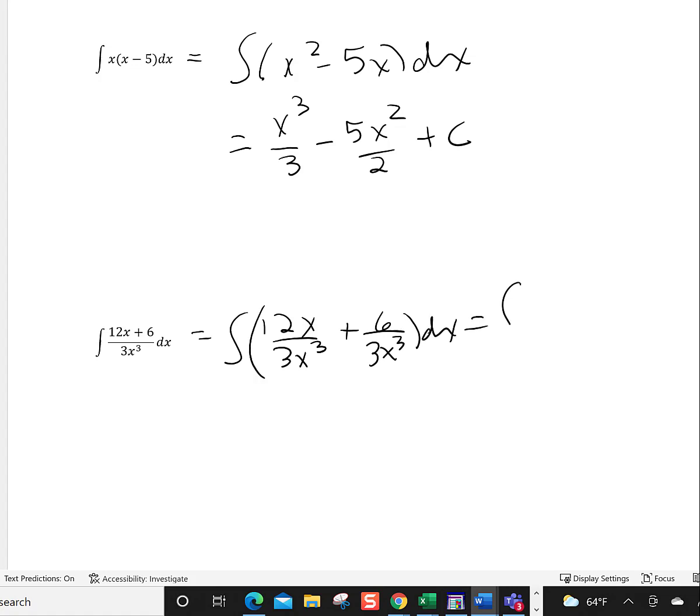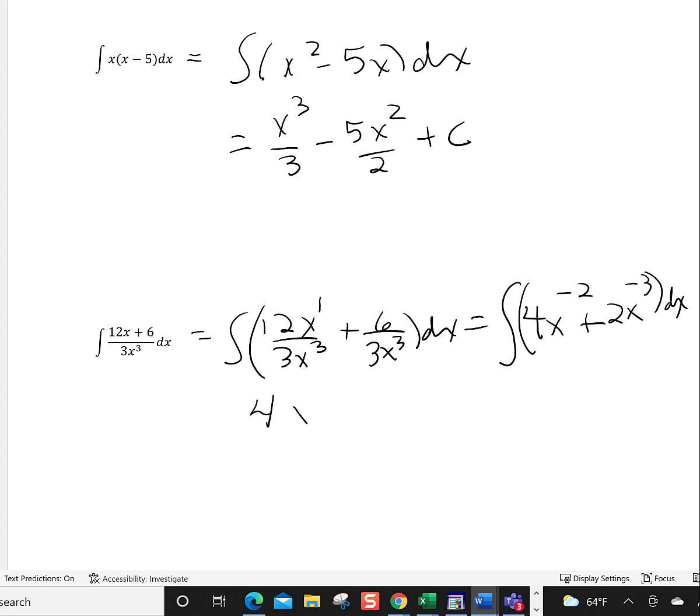All right, so simplify some more. 12 divided by 3 is 4. This is x to the power 1 over x cubed. When you divide, you subtract exponents, so I have x to the negative 2. Same thing for the 6 over 3x cubed. 6 divided by 3 is 2. I have x to the negative 3 dx. Now, I haven't integrated yet. The powers changed because I divided, so now let's go ahead and integrate.